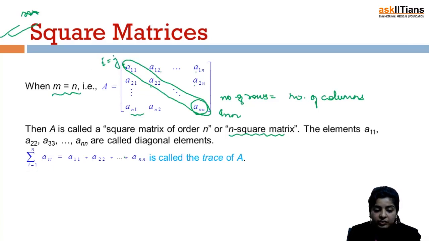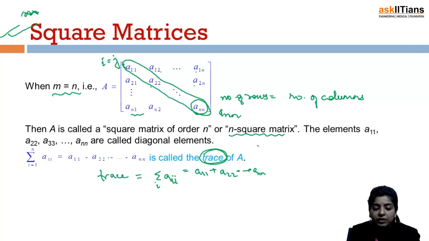Another important concept that we have here is the trace of a matrix. You must remember it because it is generally used in various questions. Trace is basically the summation of Aii, or you can say the sum of all the diagonal entries is termed as the trace of a matrix.